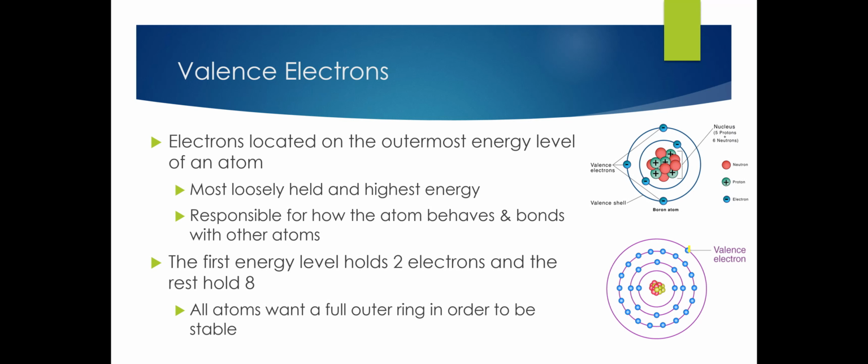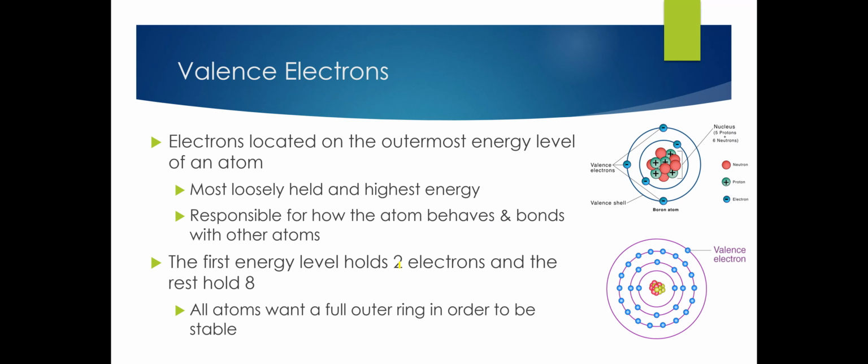Because these are negative, what attracts them and keeps them from just flying off into space is this positively charged nucleus here. The further away they are from the nucleus, the more loosely they're held and the more energy and instability they have. It's these valence electrons specifically, the ones on the outermost shells, that determine the behavior of the atom. They determine whether or not the atom will bond with other atoms, which atoms it will bond with, as well as what kind of bonds will form.